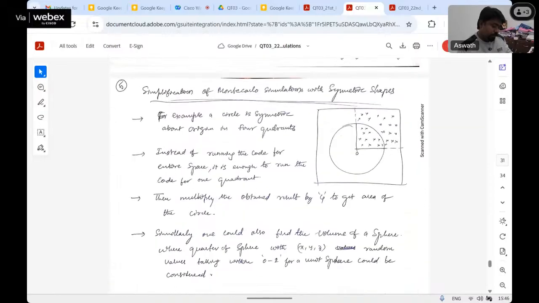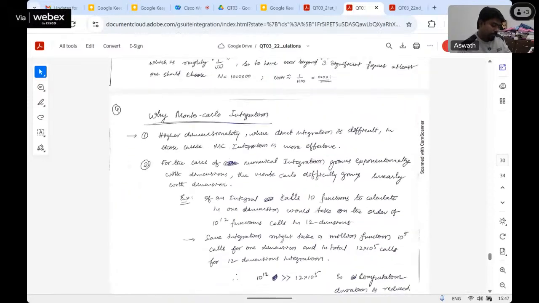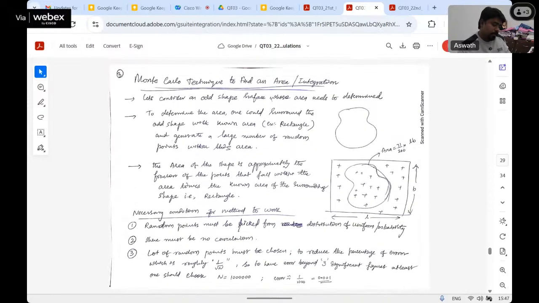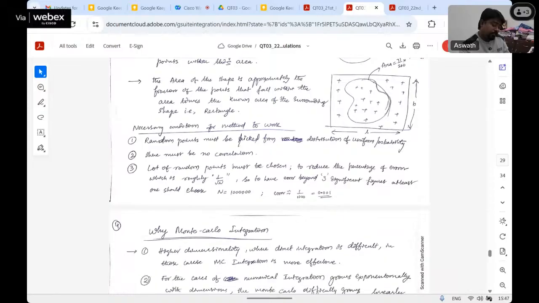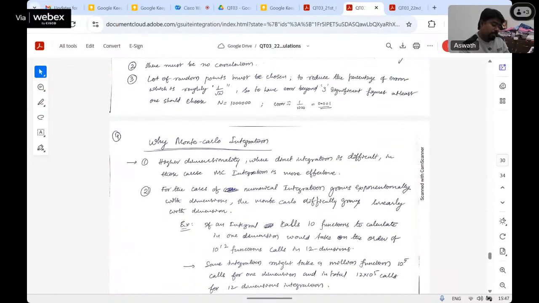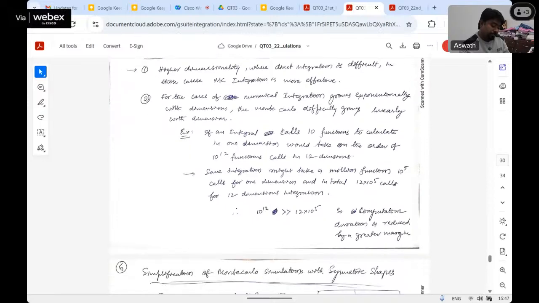So see here, for example, if I want to find the area within this odd shape, let's say I picked 200 points, out of which 70 fall within it. So 70 by 200 into length into breadth would give me the area. So why does Monte Carlo integration work? Suppose the integration involves so many double and triple integrals. In that case, if I somehow know the curve expression, I can use this.